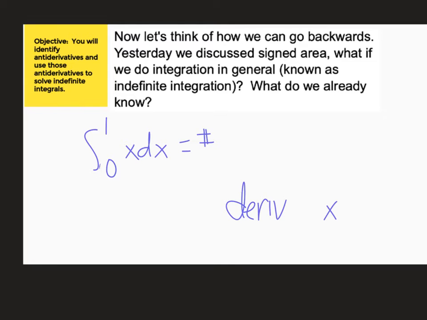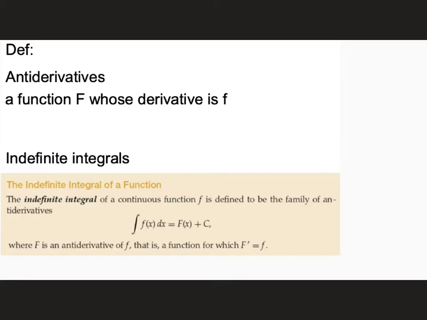Where did it come from? So whose derivative is x? The derivative of 1/2 x squared would be x. So we were moving this direction. Now we're going to work on moving that direction. So let's see what we got.